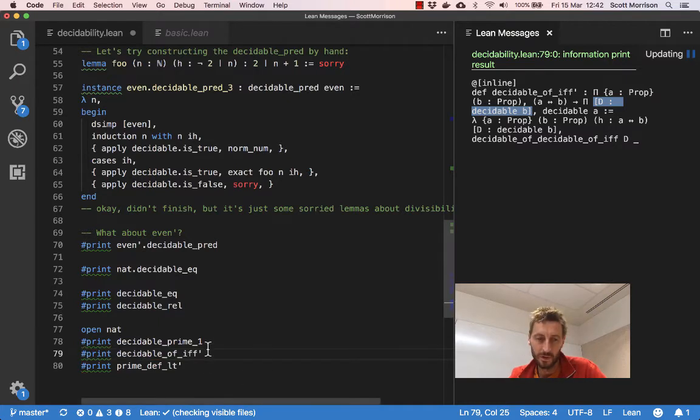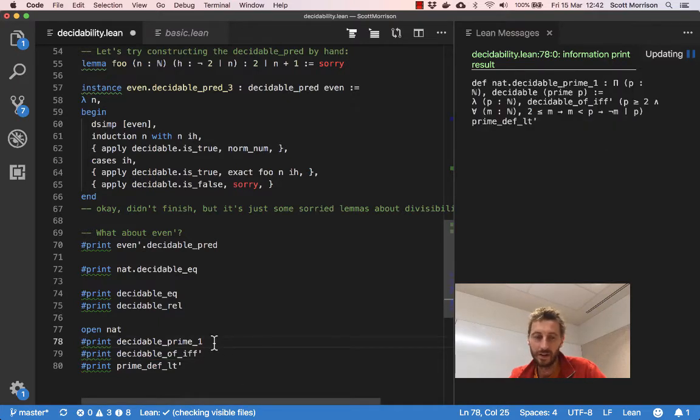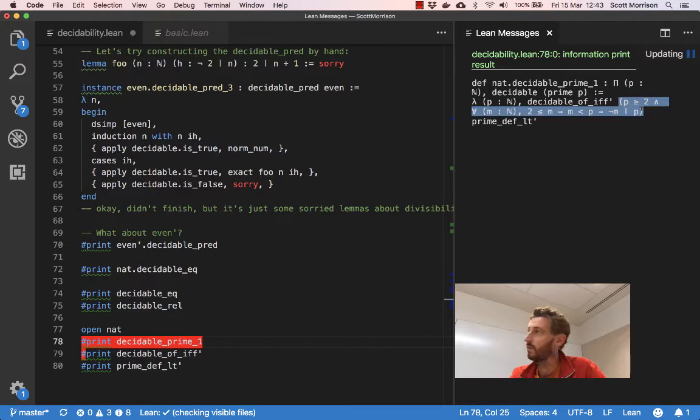Okay? So what we should worry about when we see this line, the definition of decidable prime 1, was where on earth it's getting the instance of all of that stuff from. Okay? That's magically being provided by the type class inference process. But we can investigate this. We can just copy and paste that whole thing.